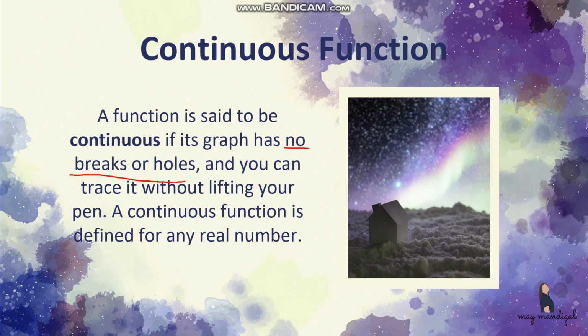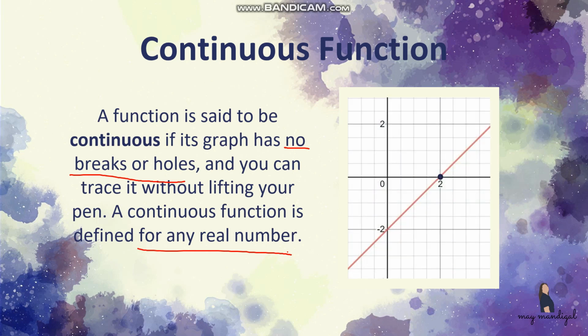A continuous function is defined for any real number. So what do we mean by defined for any real number? That means all real numbers can be used as the value of x, or are part of the domain of our function. So whenever you substitute any value into your function, you will get a particular value. So this is an example of a continuous function.